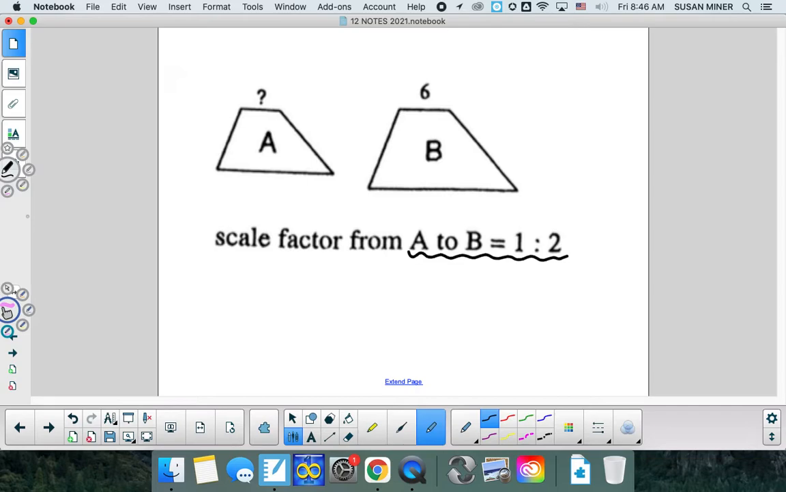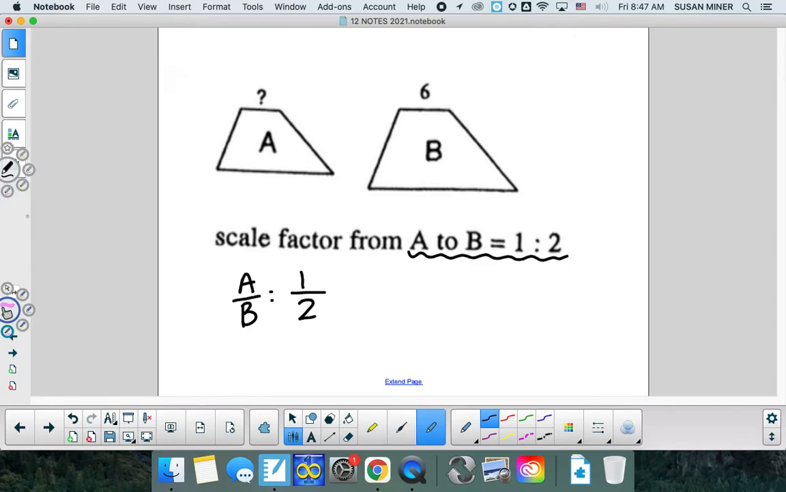So I could do A to B. A to B in this case is 1 to 2, or I could do B to A, which would be 2 to 1. I just have to decide which way I want to do it, but let's just do it the way that it's been given to us, A to B. So here's an easy way to use scale factor in order to find the missing side length. I'm going to use A to B. That's the way it's been given to me. And so my scale factor A to B would be 1 to 2.